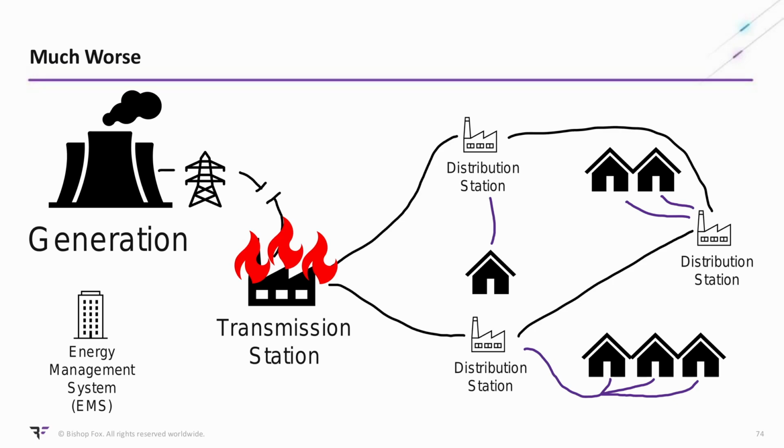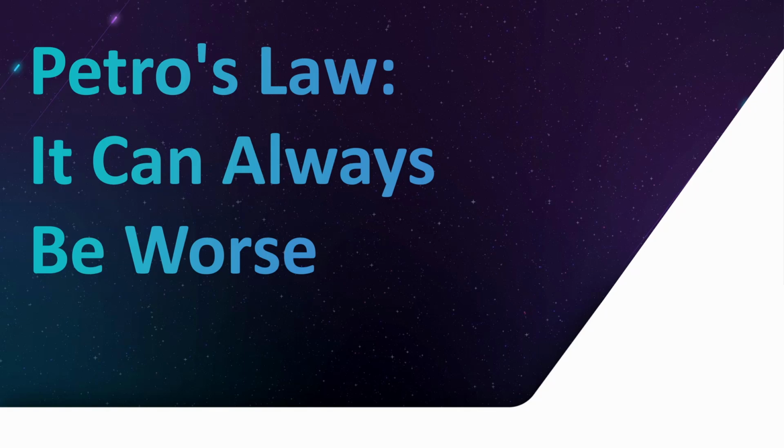And we don't have spare transmission stations just lying around. You can't just make another one. This is a single point of failure. Everything is down for a really long amount of time, which is also why these are generally secure facilities. But it can still be worse.